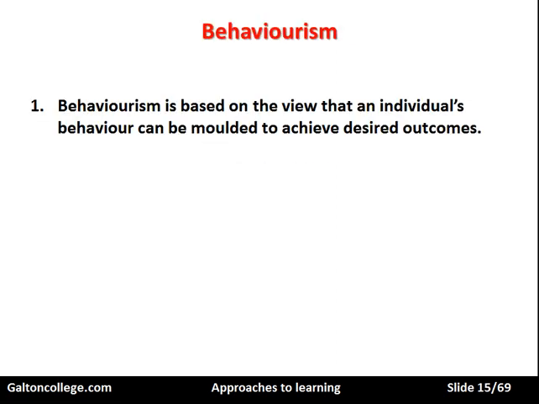Now, behavioralism is based on the view that an individual's behavior can be molded to achieve desired outcomes. So individuals' behaviors can be changed. And when the managers, let's say within a business, want to achieve certain outcomes, the workers are trained to produce the desired outcomes, and they may be motivated to do so by bonuses and rewards. So their behavior in a sense, has been molded to achieve those outcomes.